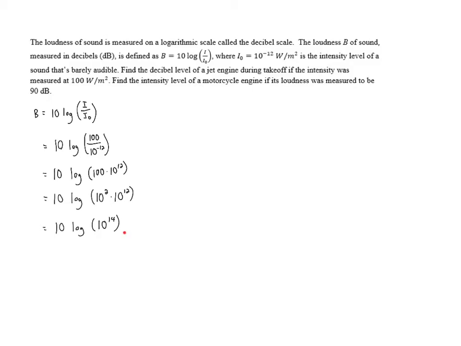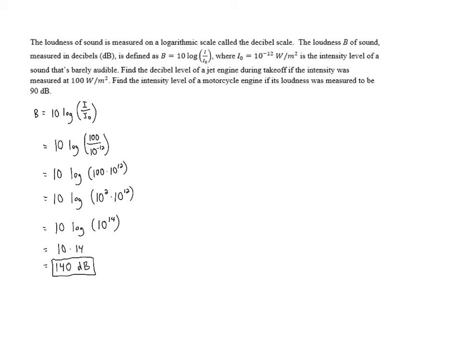Now, if we look at this logarithm here, the log base 10 of 10 to the 14th, this is asking 10 to what power is equal to 10 to the 14th? And of course, the answer is 14. Effectively, taking the log base 10 and raising 10 to a power cancel out, and we're just left with 14. So this becomes 10 times 14, which is 140. And so that sound is 140 decibels.